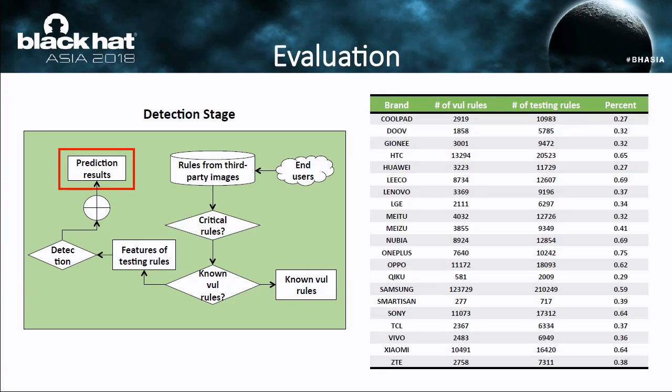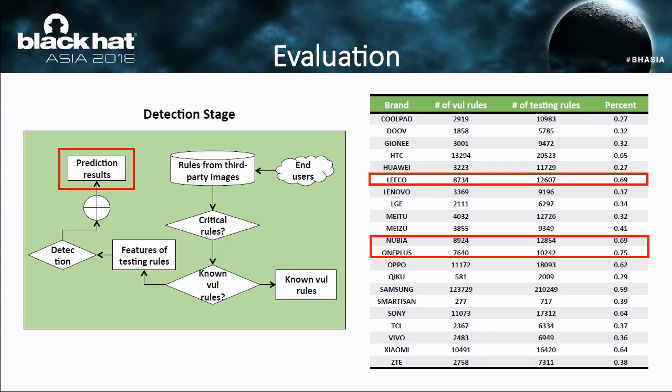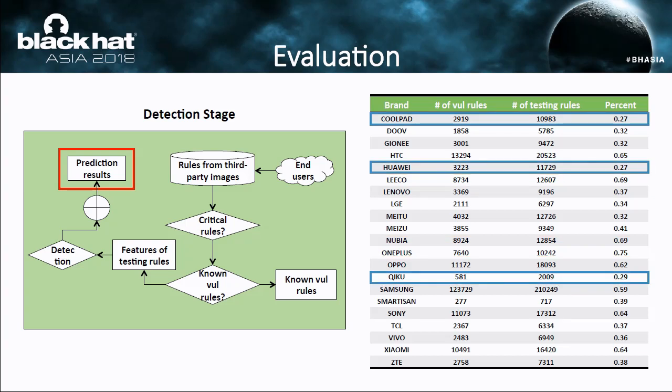First, we do a statistical analysis on the rules based on the brand. You can see that for Lico, Nubia, and OnePlus the situation is very serious; their percentage is near or beyond 70%. On the contrary, some companies work much better in these areas, such as Coolpad, Huawei, and Qikoo.